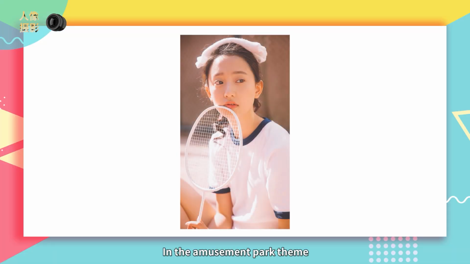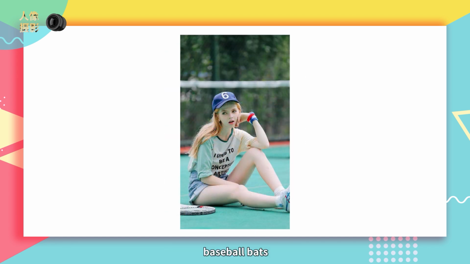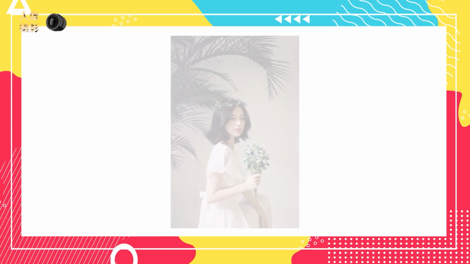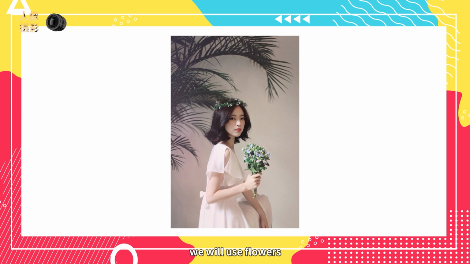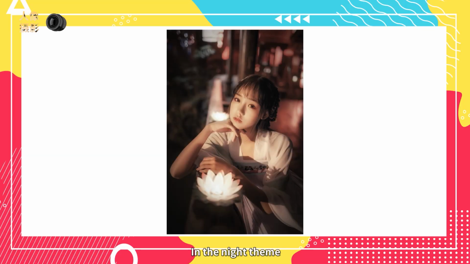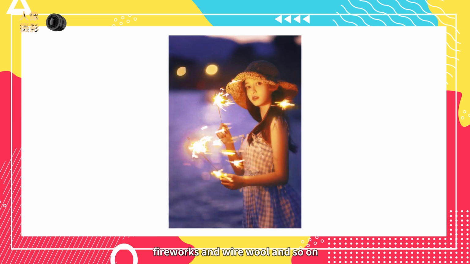In the amusement park theme, or in the sports field theme, we will use bubble machines, dolls, baseball bats, basketball, soccer, and other sports equipment. In the field theme, we will use flowers, fake butterflies, and so on. In the beach theme, we will use swimming rings, swimming goggles, and umbrellas. In the night theme, we will use LED string lights, fireworks, and wire wool, and so on.